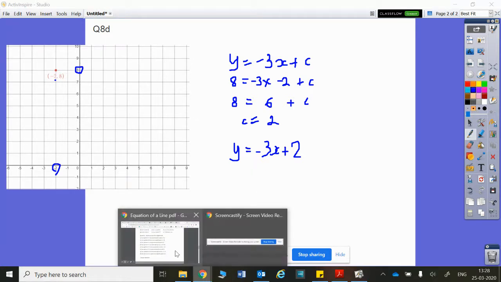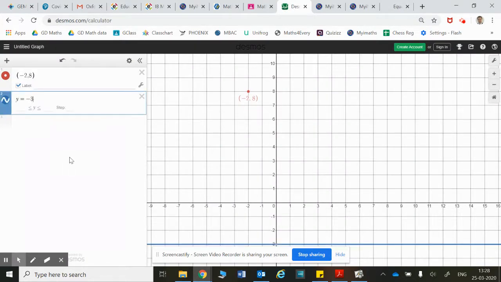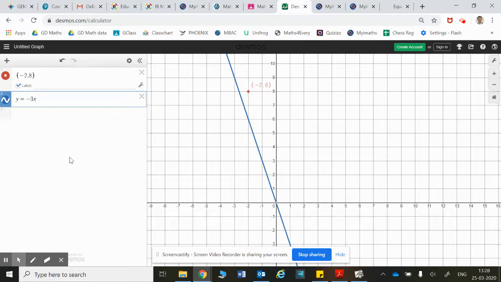Let's just check that using Desmos. So we're going to type in y equals -3x. So there's a gradient of -3, but we now need to plus on 2 to get it going through 2 on the y-axis here. And we can see that that also goes through this point. So we can see that this is the correct line. So we can check it ourselves.